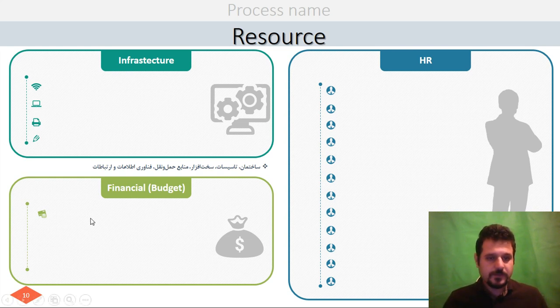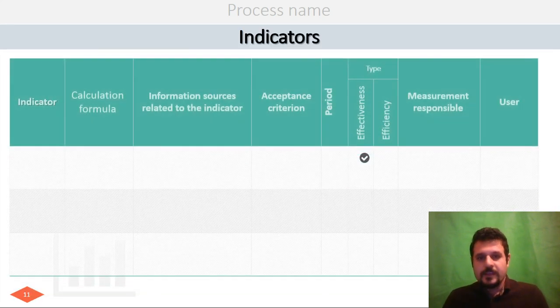And here is about the financial budget. If we should spend money through the processes, we should write here and explain about that. For example, for purchasing, we have a specific budget for purchasing goods, raw material, for example. We should write it here, right? And after that we should respect this budget for doing more work.